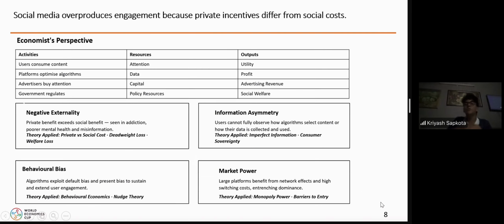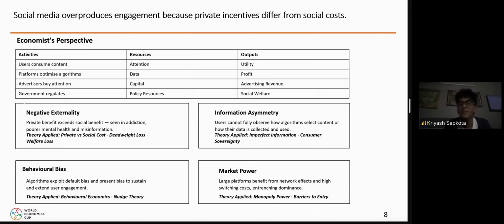Okay. So before proposing a solution, we must first understand the problem from an economist's perspective. In this market, users allocate scarce resources such as time and attention to consume online content. Platforms allocate resources such as algorithms, data, and capital to maximize advertising revenue, while advertisers purchase their attention to reach consumers. The government's role is to allocate regulatory resources to maximize overall social welfare.